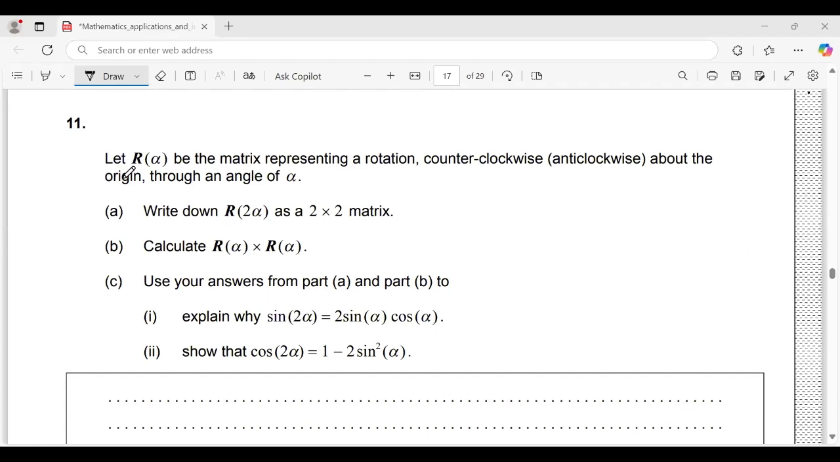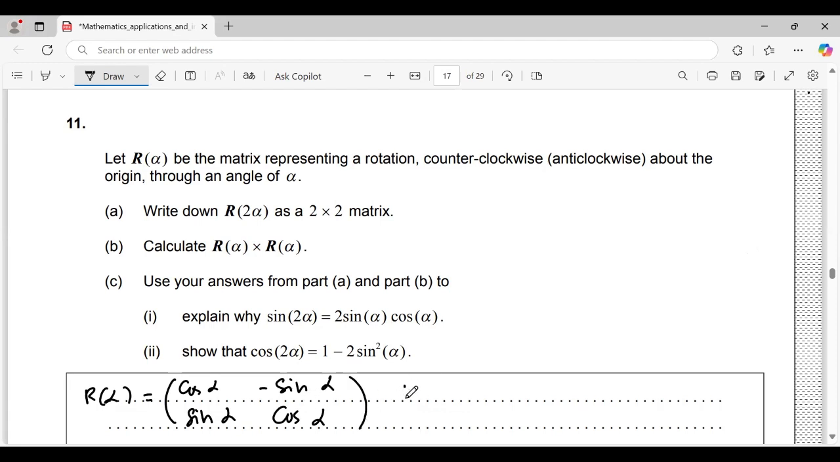Number 11. Let R alpha be the matrix representing a rotation counterclockwise, anti-clockwise, about the origin through an angle of alpha. Write down R 2 alpha as a 2 by 2 matrix. So R alpha equals cosine alpha, minus sine alpha, sine alpha, cosine alpha.